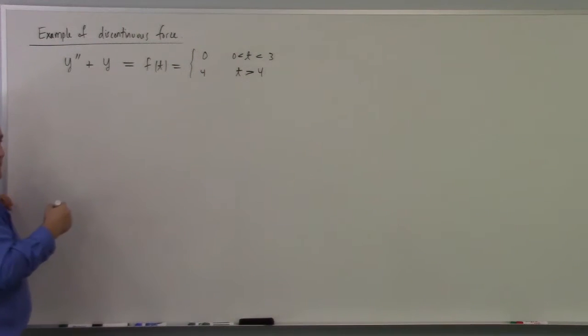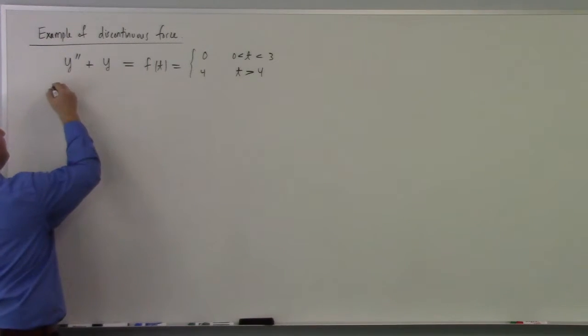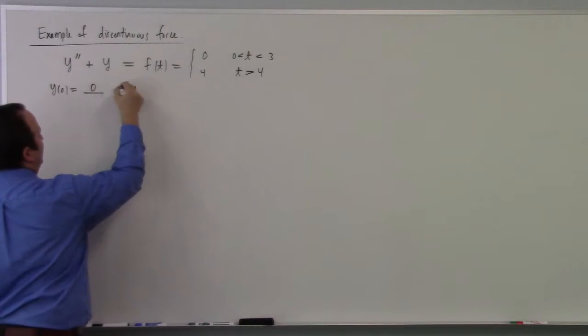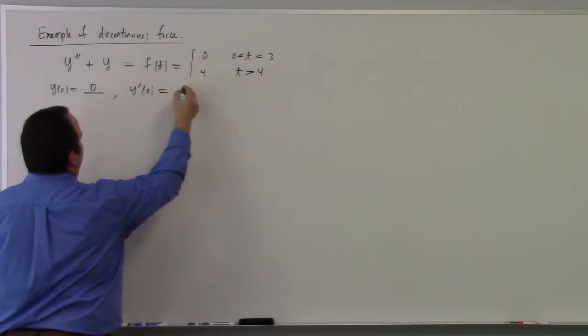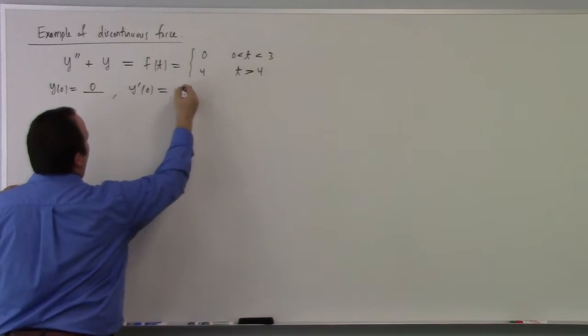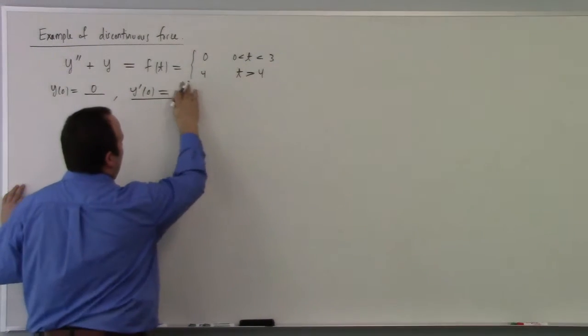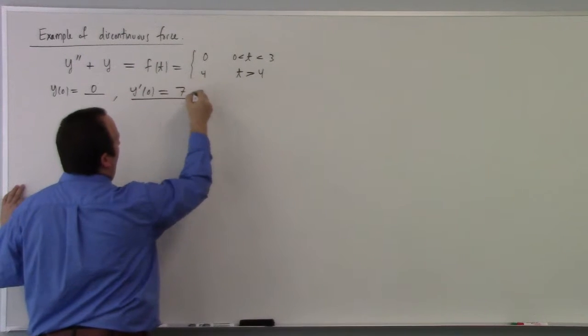You guys give me some initial conditions, whatever you like, or float your boat, what you want. What do you want from me? y of 0 equals what? You fill in the blank. 0. y prime of 0. I'm gonna make that 3 though, because actually let me make it some other number I don't have on the board yet. 7.